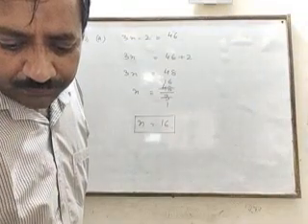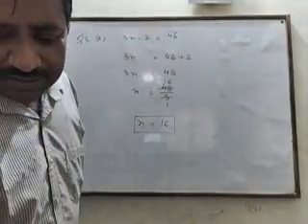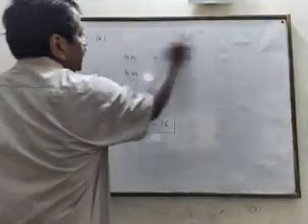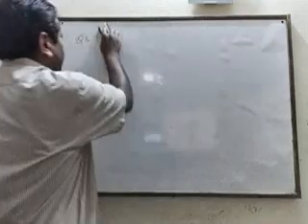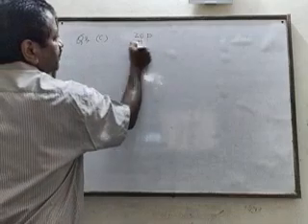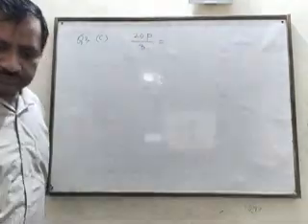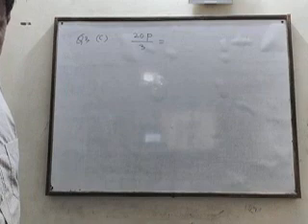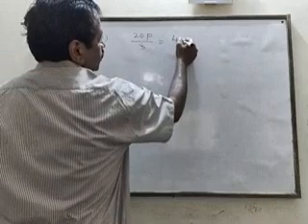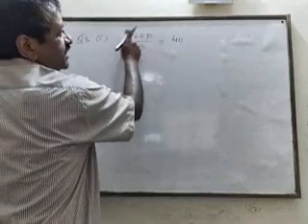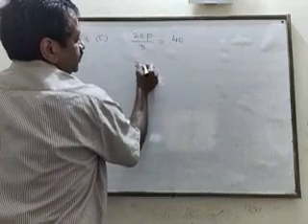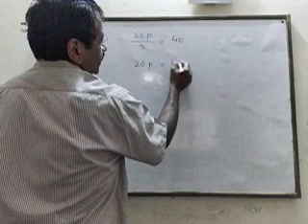So similarly, we can see the C part, 20p upon 3 is equal to 40. So you can see that 3 is dividing the whole left hand side. So it will go on the right hand side and it will multiply over there. So 20p equal to 40 into 3.